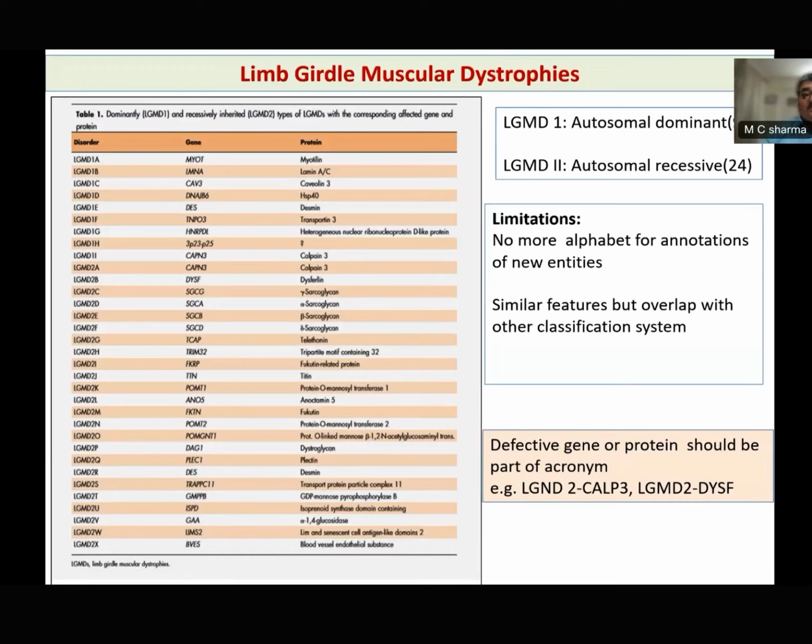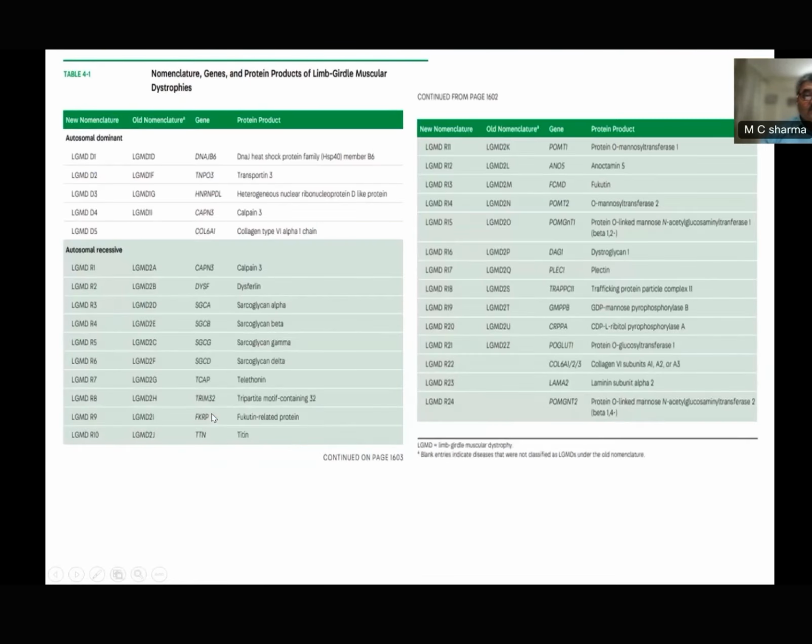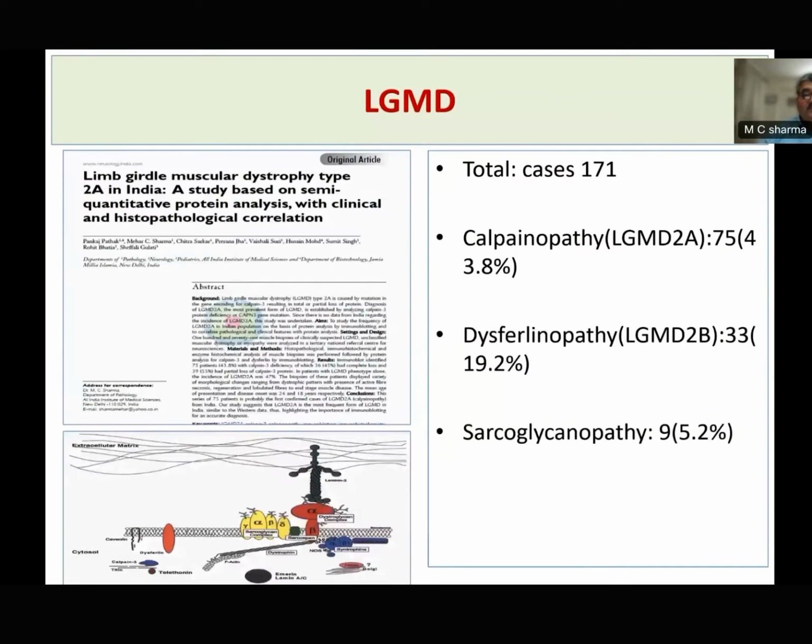For limb girdle muscular dystrophy, the types are either autosomal dominant or autosomal recessive. The list is growing day by day. Earlier, people gave the name of the gene, but now it is numbered 1, 2, 3, 4, and it has crossed the Z. So people have started giving numbers. It is difficult to remember, but some of these have very characteristic features which one can remember in clinical practice.